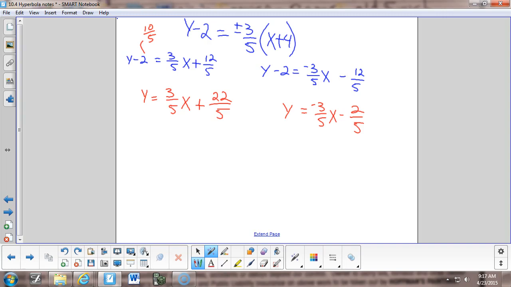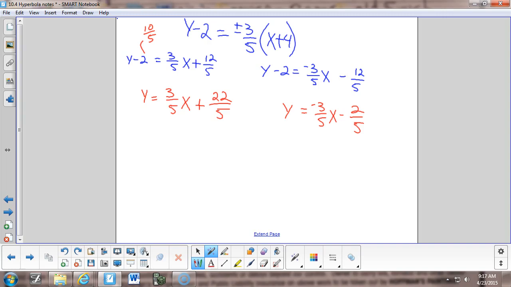Nasty numbers. You are not going to be able to look at an equation, look at the graph, and figure out that 22/5 is the y-intercept. You're going to have to figure it out algebraically. Now, one nice thing you could do is graph those 2 on your calculator, and you should see them crossing at the center point. Those should cross at that -4, 2 point.